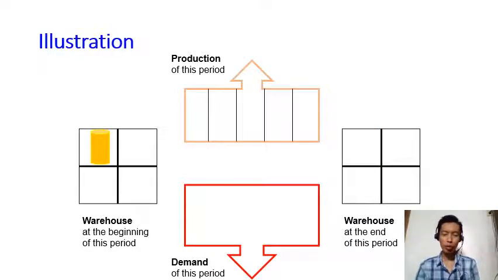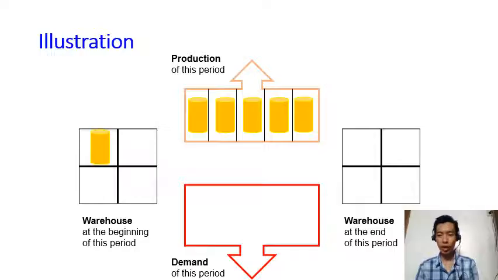And let's say we also start with one item at the beginning of the period, but in this example, let's say we produce 5 items. The demand is 3, and so at the end of this period, we end up with one item from the beginning of the period, plus 5 that we produce, minus 3 that we sent out for the demand. So 1 plus 5 equals 6, minus 3. So we'll end up with 3 items in the inventory.